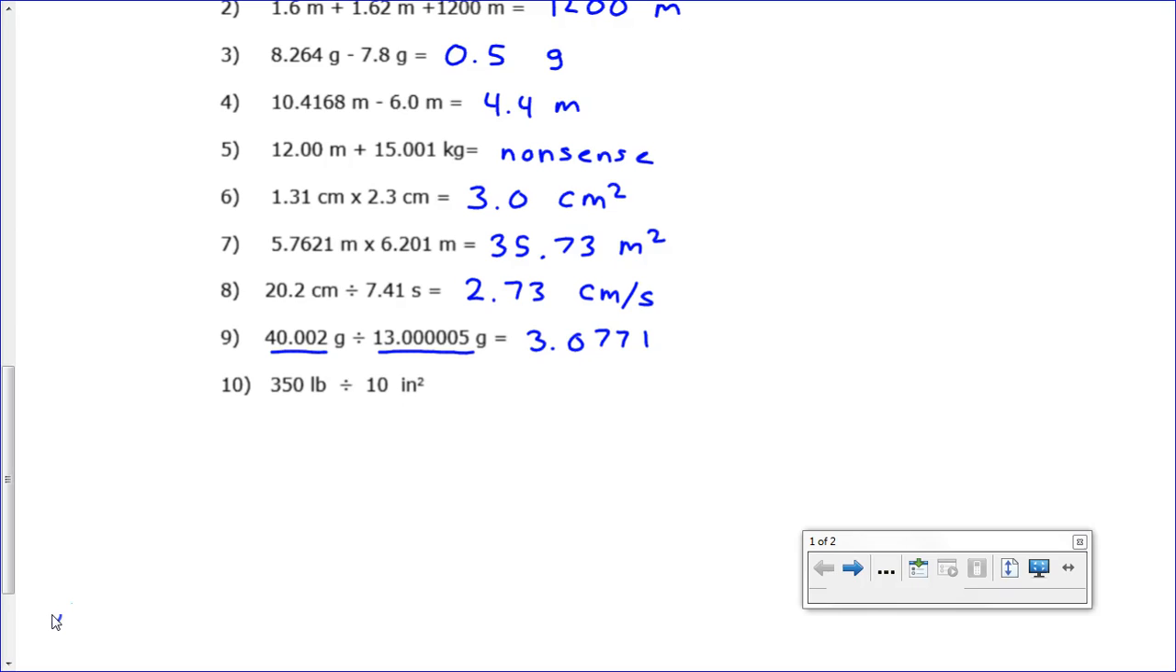Grams divided by grams, just like x divided by x, it's like 1, or we don't have to write it, because grams divided by grams becomes unitless. So this one doesn't have units on it.